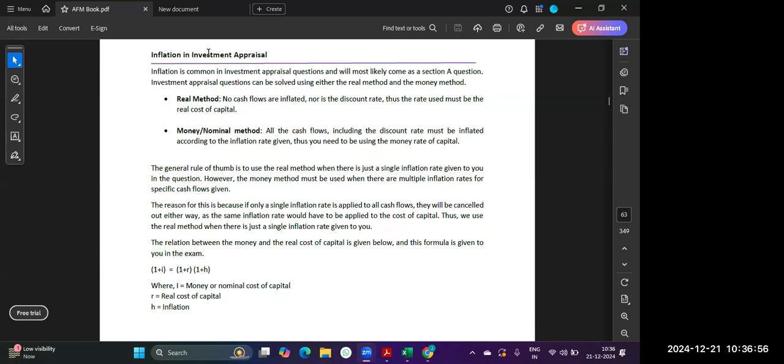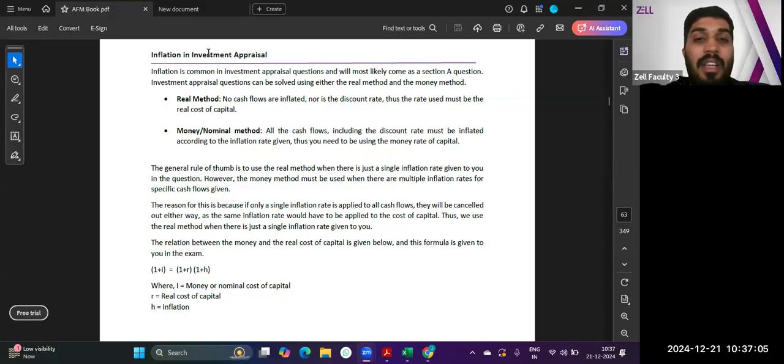Any questions? Sir, so in the real method, there is the same inflation percentage for all the items, and in the money method, it is different for different items. Correct. In the real method, you will inflate your free cash flows. That means after calculating everything, whatever money is there, you will directly apply it. In normal terms, you will apply it to your net profit. But in the money method, you'll apply it to your sales, your variable cost, and your overheads, and then arrive at an inflated net profit. Clear?